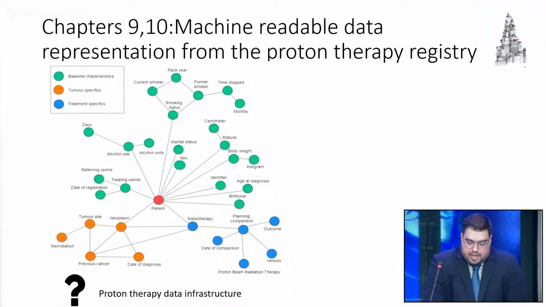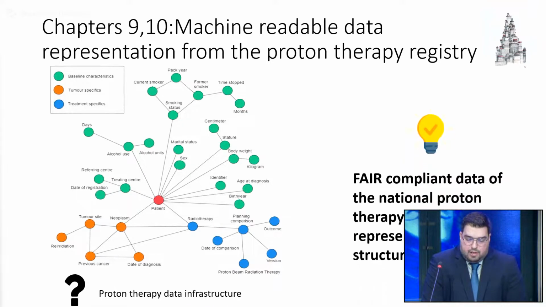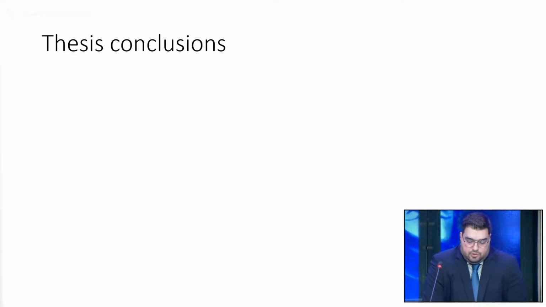In chapters 9 and 10, I focused on the interoperability aspect of FAIR, transforming data from the National Proton Therapy Registry into a machine-readable FAIR format using a graph structure. These graphs represent the relations between the data items that are connected with different predicates. As you can see, I have baseline, tumor, and treatment characteristics as data items. I concluded that FAIR-compliant data from the National Proton Therapy Registry can be represented in a graph structure called a knowledge graph.